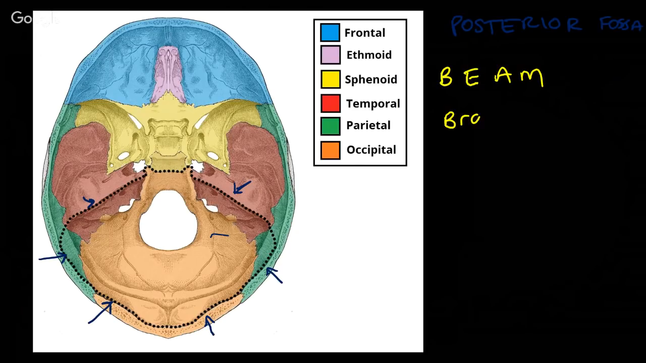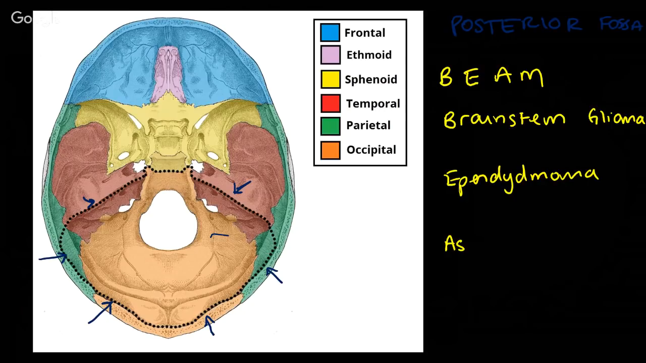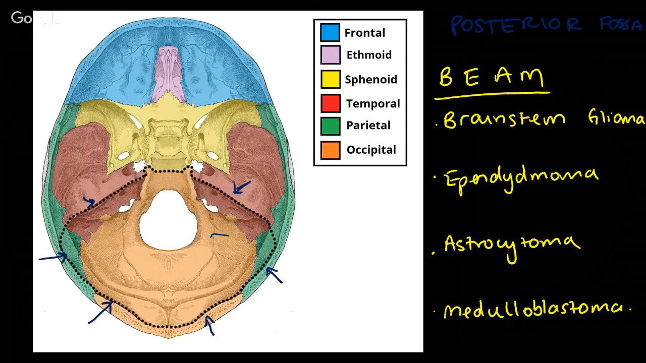B is for brain. Can anyone finish these? Brainstem glioma. E is for ependymoma. A is for astrocytoma. And M is for medulloblastoma. So these are your common posterior fossa tumors in children, and all of them are very common. By the way, this list is not in order of prevalence, so I should just write that for you now.